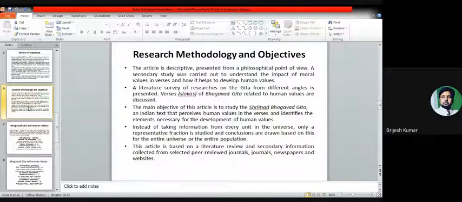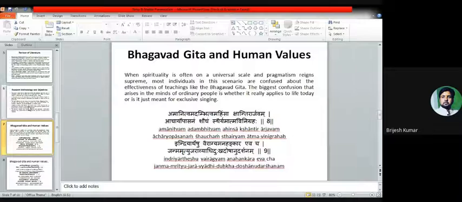Bhagavad Gita, when spiritually viewed on a universal scale, pragmatism reigns supreme for most individuals in a scenario. As of now, people do not remember that Bhagavad Gita means the song of God, and so it happens to be a rebellious statement for eternity.